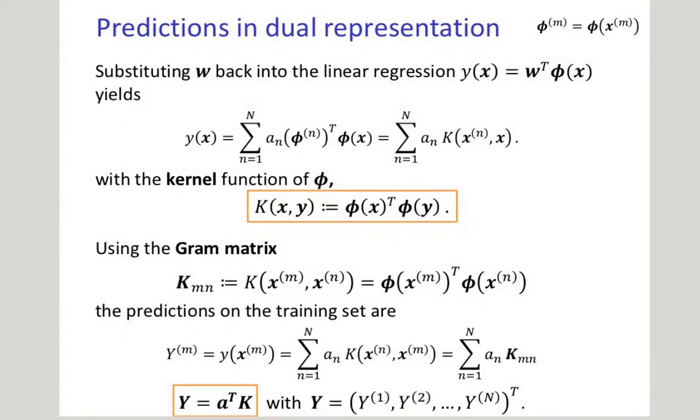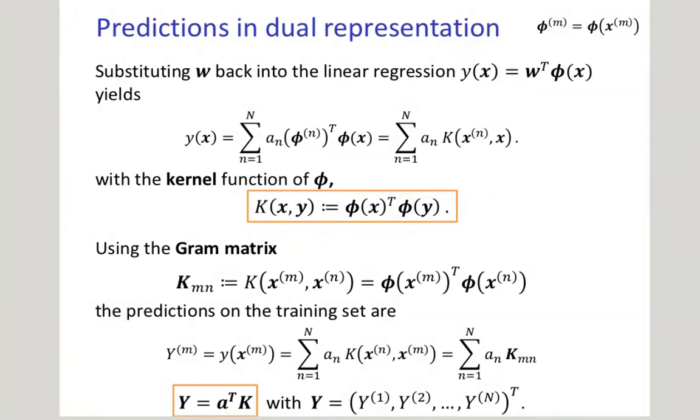So, if we substitute our new form of w back into our y of x prediction function, we get a new form where k is the kernel function of phi. This means our gram matrix becomes a matrix of our kernel. It's pretty straightforward then to see how this changes our prediction function.